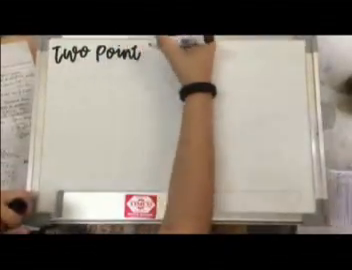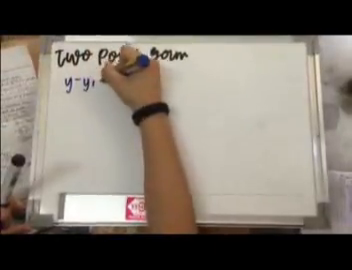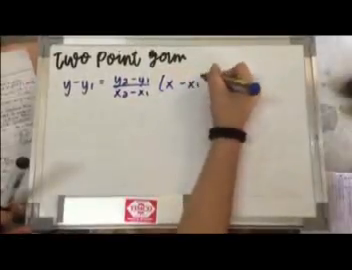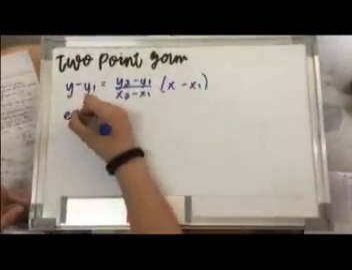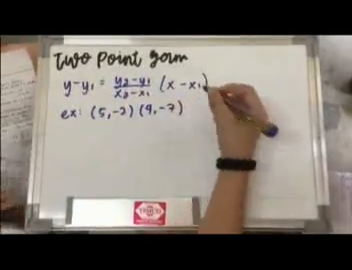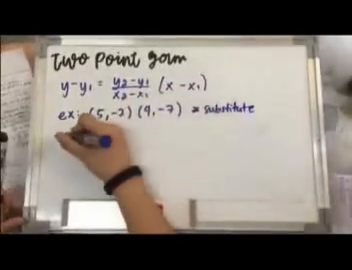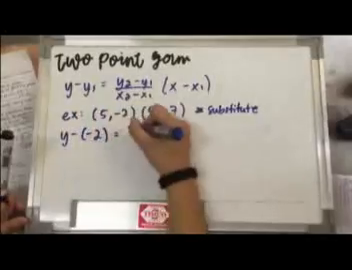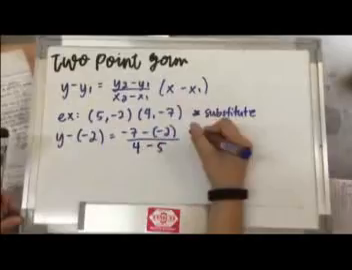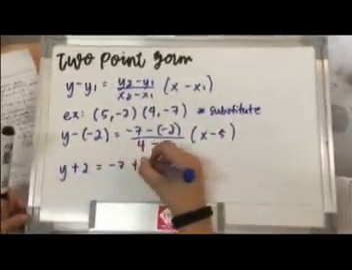Let's move on to two-point form. The formula for two-point form is y minus y sub 1 equals y sub 2 minus y sub 1 over x sub 2 minus x sub 1 times x minus x sub 1. Actually, two-point form and point-slope form are connected because if we compute the two-point form, its answer will be point-slope form, which is y minus y sub 1 equals m times x minus x sub 1.